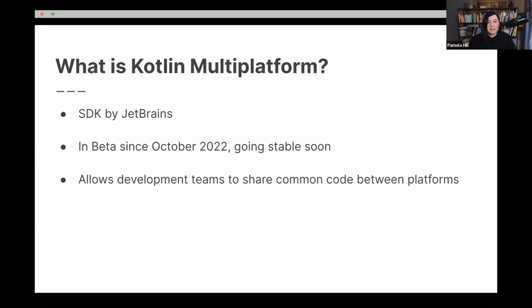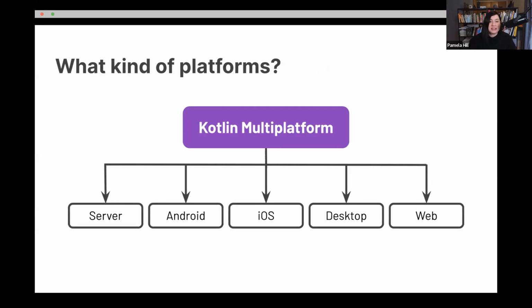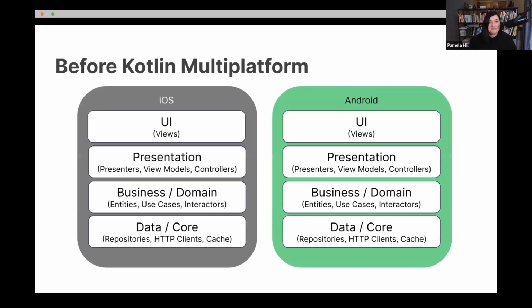Now, I want to highlight these two pieces of the sentence: common code and platforms. What is common code? What can we share? And what platforms are supported by this technology? Well, it's server, mobile, which includes Android and iOS, desktop, which includes Linux, Windows, and macOS, and web, which includes JS and WASM. And so I want to talk about what is common code, what can we actually share.